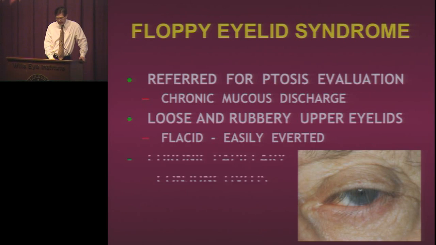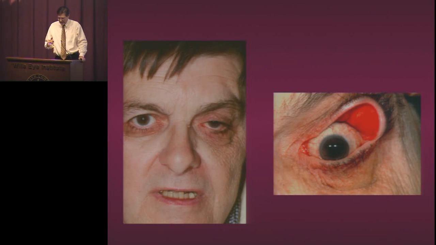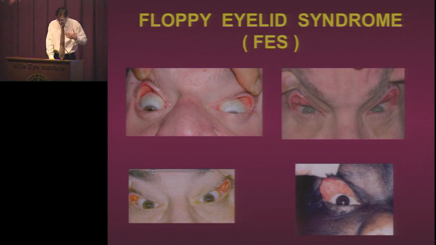So why is it called floppy lid? Because it's very easy to evert it. Some of these patients come in saying, I wake up in the morning and my lid is inside out. My lid is everted. That's the worst case. And they usually get a chronic papillary conjunctivitis on their upper lid. So here's what the patient looked like, and you flip his lid, and you can see that he has just a beefy red papillary reaction, and you could evert his lid very easily and pull it away from the globe. It's not touching the globe very much at all. These are 4 examples from the literature that I got that just show some different varieties of floppy eyelid.